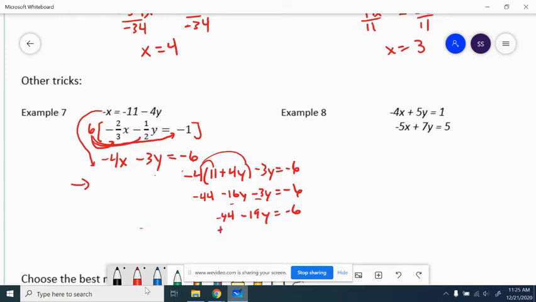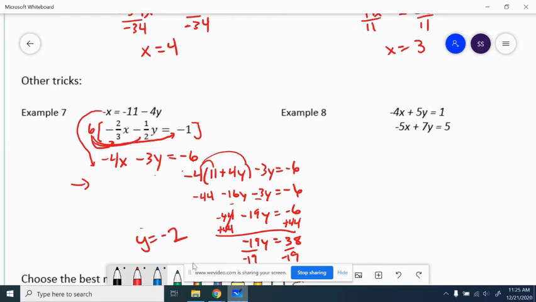Now I'm going to add 44 on both sides. And I'm left with negative 19y is equal to positive 38. Divided by negative 19, I'm left with y is equal to negative 2.